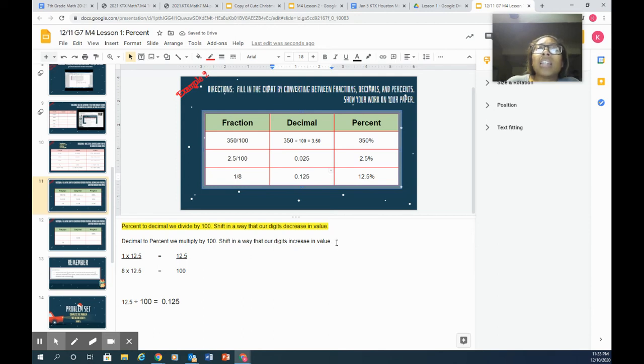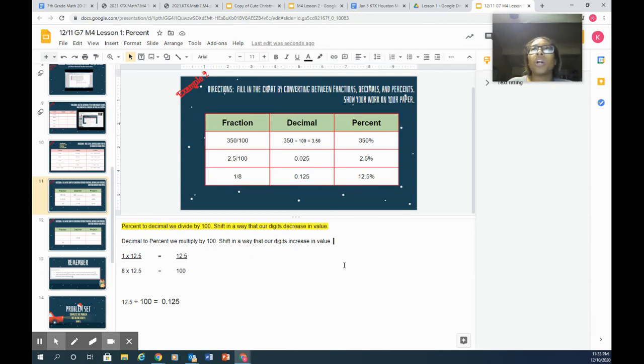So the key thing that I want you to remember is that when we are working with percents, if we're shifting from percent to decimal, we're dividing by 100. That means our digits shift in a way that our digits decrease in value. So they decrease in value as we are moving to the right. Okay, that might help it be a little bit more concrete.